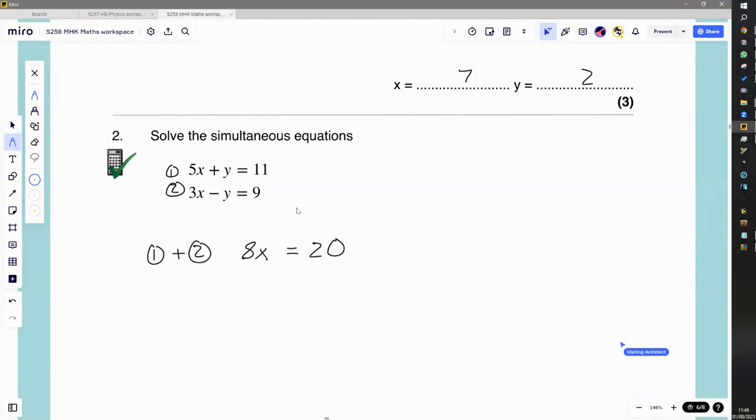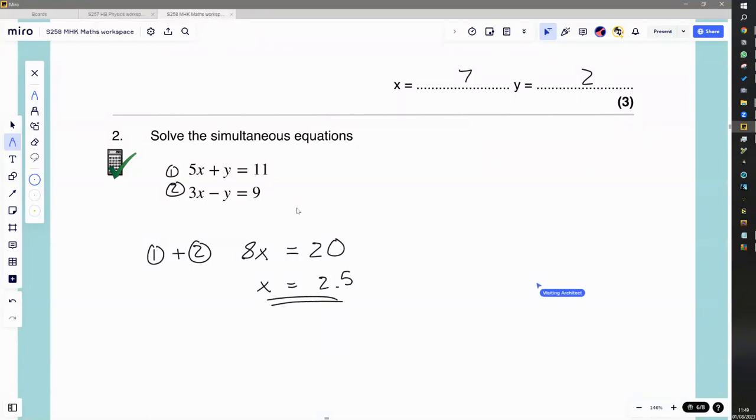So that means x is going to be equal to 2.5, right? 20 divided by 8 is 2.5. The quick way to do that in your head: 20 divided by 4 would be 5, and we need to divide it by 2 after that, because if you divide both sides by 4, that would give you 2x is equal to 5, so therefore x is equal to 2.5.